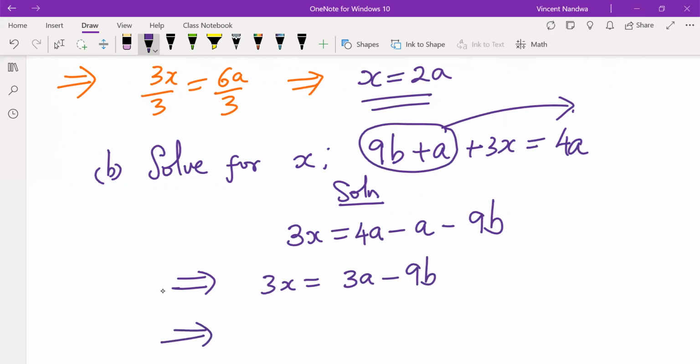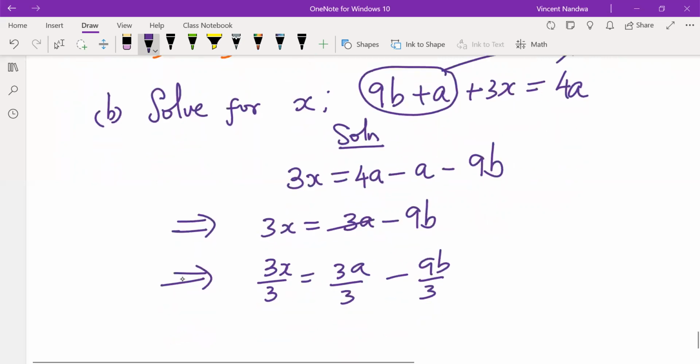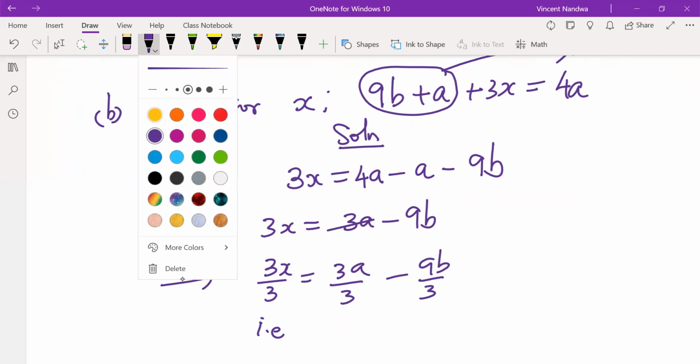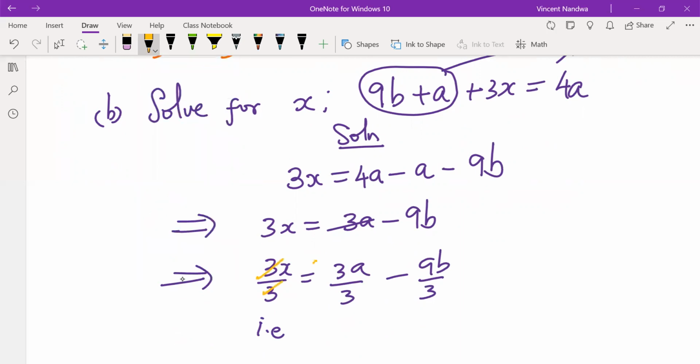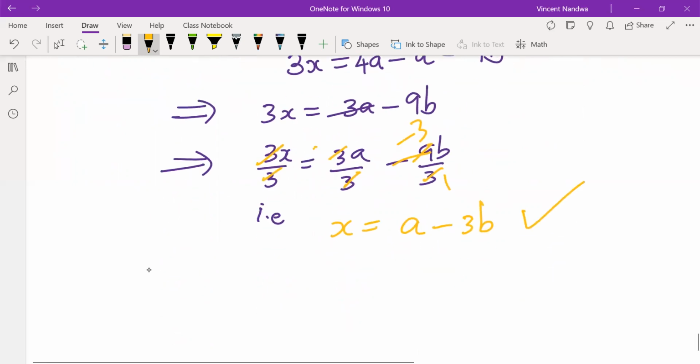So to get x, we divide through by 3, so we'll have 3x divided by 3 equals 3a over 3 minus 9b divided by 3. So we see here, this cancels out, and this one is minus 3b. x will be given by a minus 3b. So that will be the value for x.